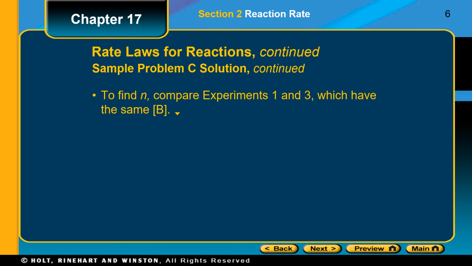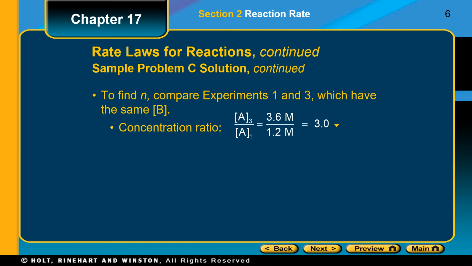Now, to find N, we have to pick experiments 1 and 3. Why? Because we need to have B stay the same. So if you look at your data table, you'll notice that B stays the same between experiments 1 and 3. I kind of pointed those out when we were looking at the data table. Okay, so we're going to take the concentrations again, and notice this time we're picking the concentration of A for the third trial over the concentration of A for the first trial.